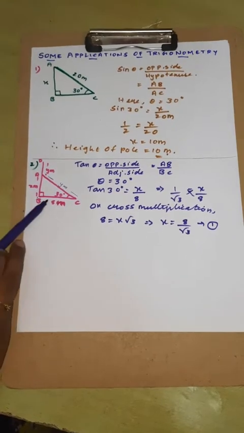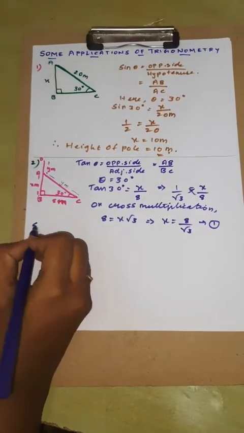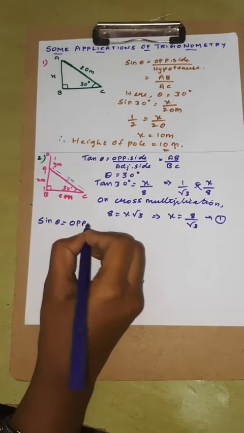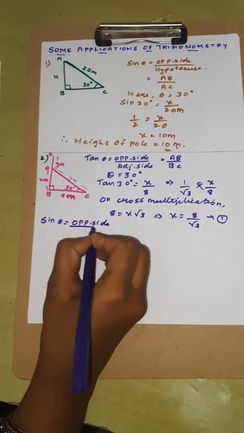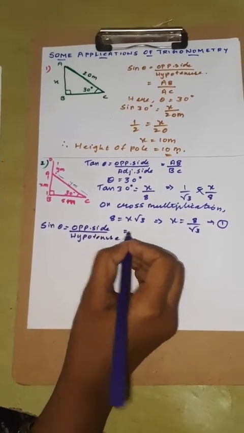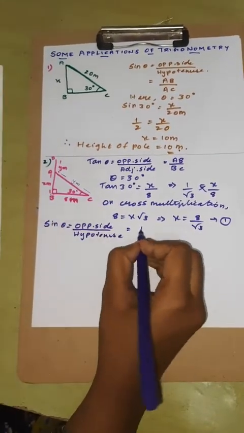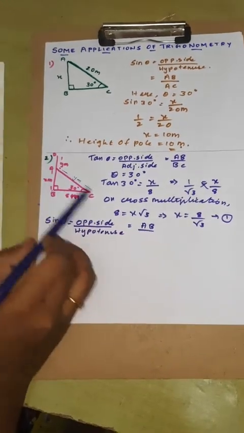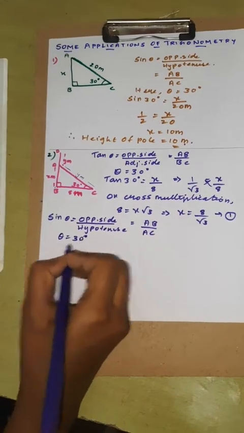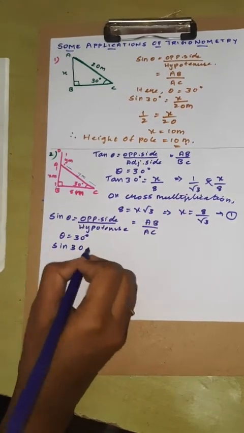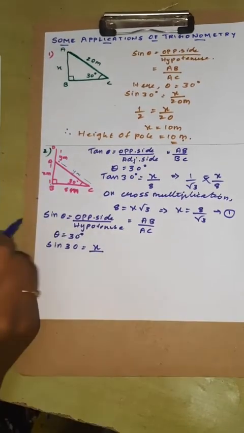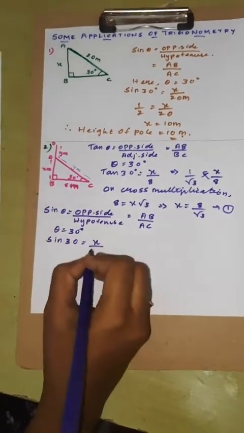Now again from the same triangle, try to write what is the sine of the angle. As you all know, sine theta is opposite side by hypotenuse. And from the figure, opposite side is given by AB, hypotenuse is given by AC. And here theta is 30 degrees. So again, sine 30 is equal to, what is AB from the figure? It's part of the tree length x, and AC is the remaining part y.